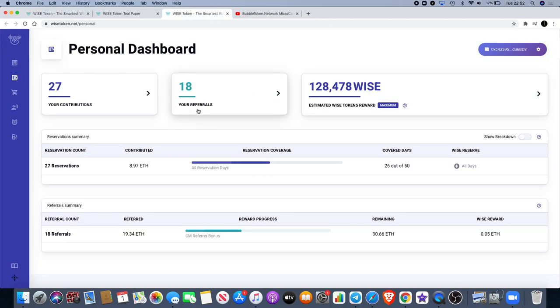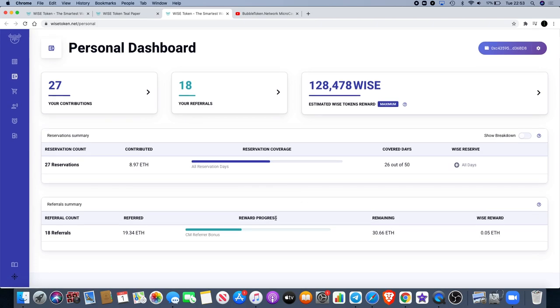But before we do, I'll show you guys I'm up to 18 referrals. I've referred around 19 Ethereum. Now, if I can get up to 50 Ethereum, I will be able to get 10% of all Ethereum raised after that. So if you are going to buy Wise Token, make sure you use my referral link. That will be very much appreciated. That will also support the channel.